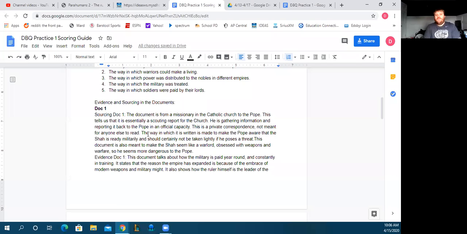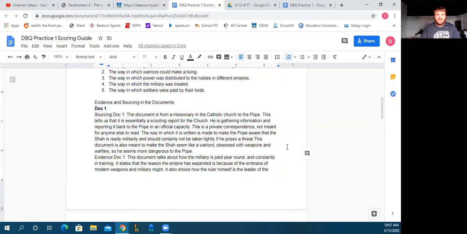It's saying, hey, if we are going to have a problem with them, this might actually be a bit of an issue. They've embraced all kinds of weapons. This dude is no joke, right? Sourcing from this document, it's important to note that you have to say who is essentially writing it and why that is important, right? So it's important to note that nothing in here says, hey, watch out, they're going to come for us. But because we know that it's a private letter from a scout kind of sent out to gather information, we know that's what this is really getting at, right?